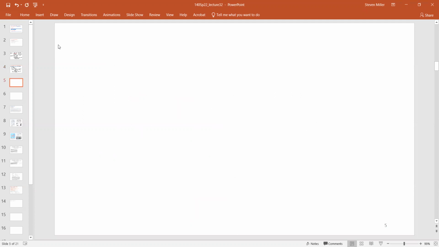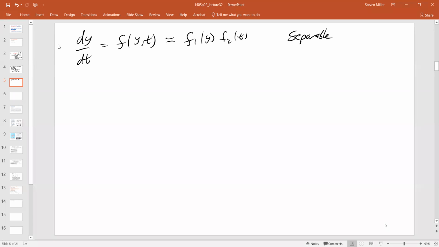If I give you dy dt equals f of y and t, this is much harder, because now I've got y's and t's mixed up. But imagine we could write this as f1 of y times f2 of t. So this is called separable. So we could write it as a product of two functions. How might you try to solve this now?